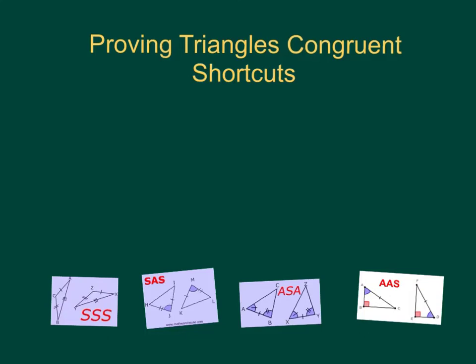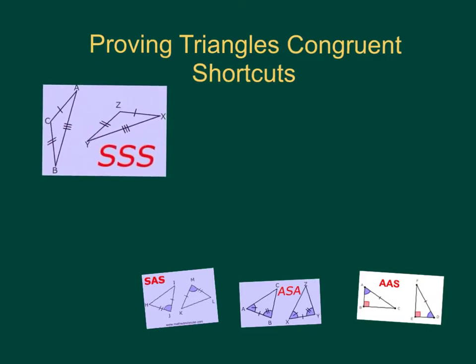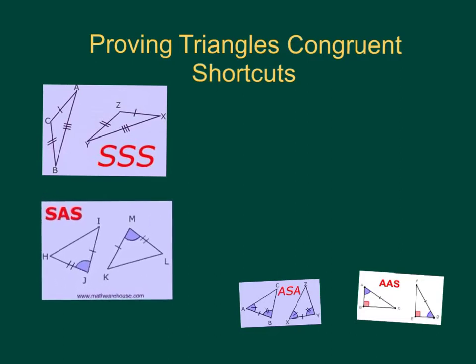So far we have 4 shortcuts for proving congruent triangles. We have side, side, side, when we know that all 3 sides are congruent to all 3 sides. We have side, angle, side, when we have 2 pairs of congruent sides and a pair of congruent angles in between the 2 pairs of congruent sides.